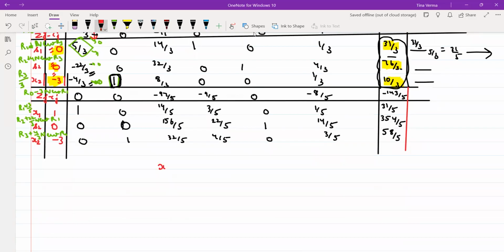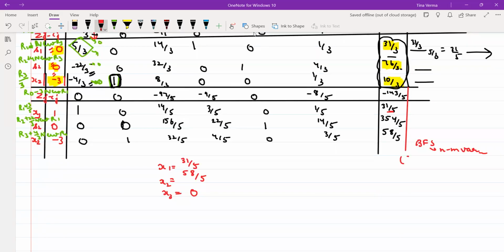So what is your optimal solution? X1 has value 31/5. x2 has value 58 by 5. x3 variable, is it present in the basic matrix? If it is not present, it means its value is 0, because all these are my basic feasible solution. When you have your basic feasible solution, you have n minus m variables as 0 and the other m variables will have values, right?